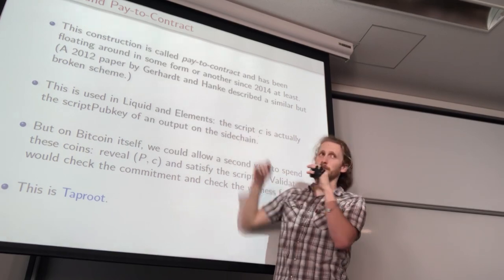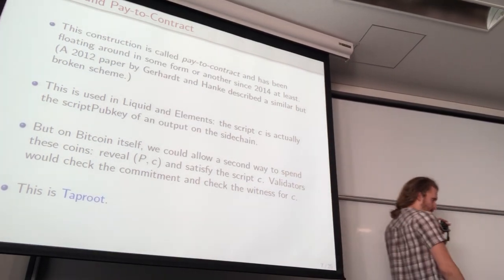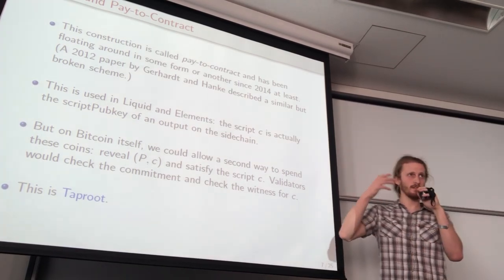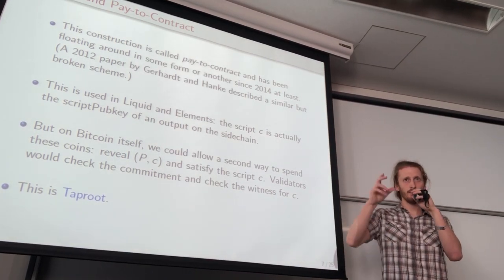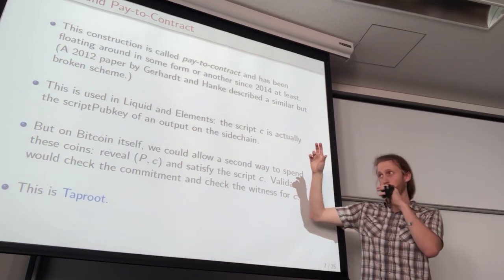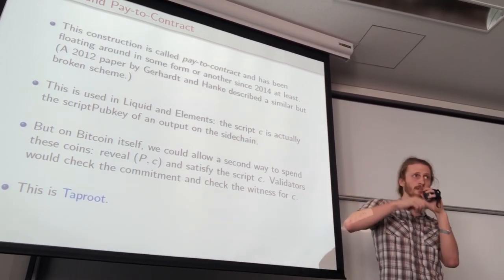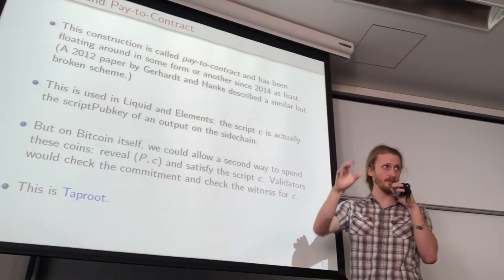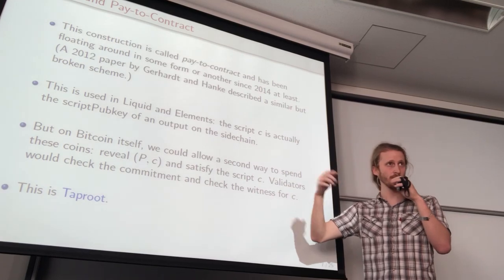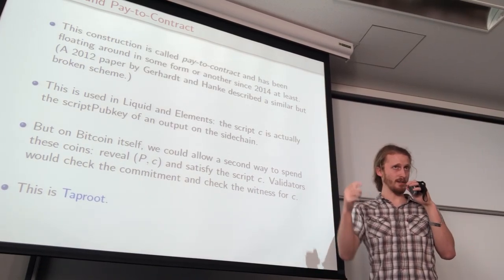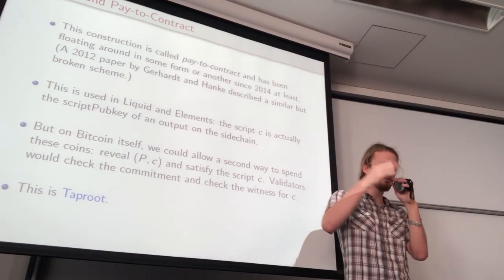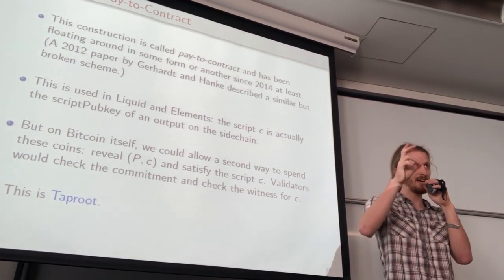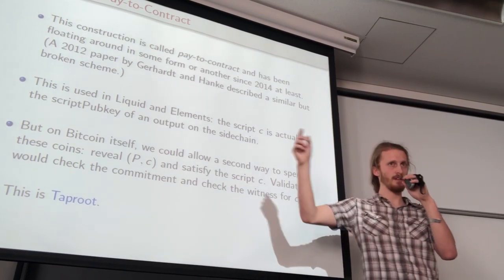And so actually, we use this in the Liquid sidechain, just to plug my own products for a second here. In order to move coins into the Liquid sidechain, you create a new output on Liquid, and you do a pay to contract. You send coins on Bitcoin to an address controlled by the Liquid functionary set, but you do the pay to contract construction on their public keys, and the result is that you send coins into the sidechain, and that the output that you create on Bitcoin actually commits to an output on Liquid.